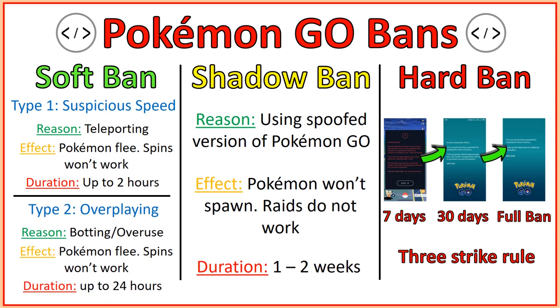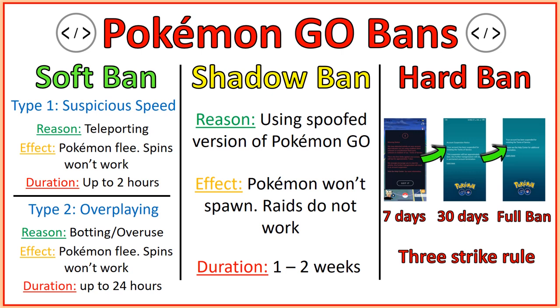The first thing we're going to go through is something called a soft ban. Now, there are two different types of soft ban. The first one is all about suspicious speed. So if Niantic have detected that you're moving way too fast, for example, you've teleported around the world. Now, we want to do that when we are spoofing, but of course they are rather clever. They can detect whether you are doing that or not. So whether you are trying to catch Pokemon in a different country or you spin a pokestop based on your last location, if this happens, this is type 1, then you will be prevented from catching or spinning a pokestop.